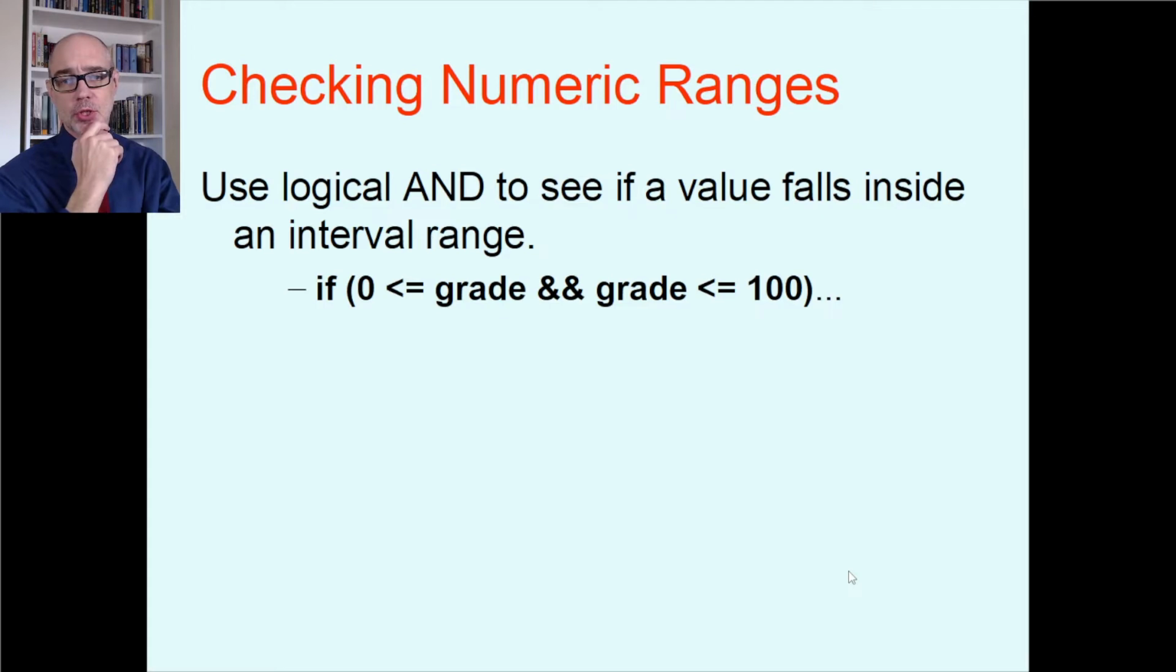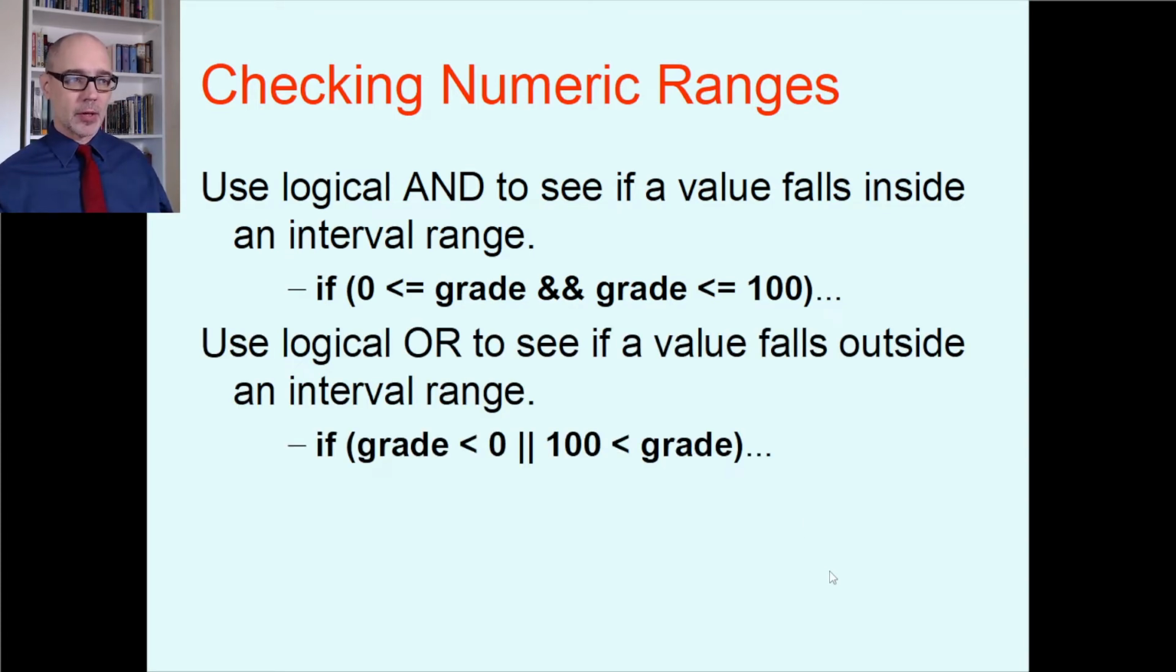Okay, so here's some ways that you can use logical operators pretty commonly. One thing that you commonly want to do is check numeric ranges. See if a number is in an acceptable range or not. So you could use logical and to see if a value does fall inside a particular interval range. So like normally, legitimate grade scores are between 0 and 100. So you could write if 0 is lesser than or equal to the grade, and the grade is less than or equal to 100, then you have a legitimate grade, and you can go and process it or turn it into a letter grade or something like that. Right? So legitimately, somewhere between 0 and 100.